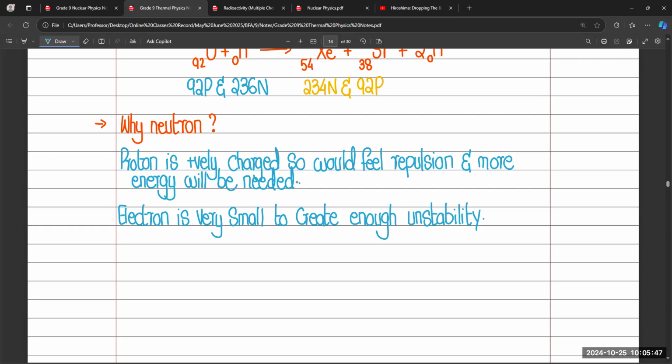So this is the reason to choose neutron, because neutron is neutral, right? There is no charge on neutron, but on proton we have positive charge, and there is a problem with positive charge that it feels repulsion because of the nucleus. Nucleus is already positive. And the second thing is, the problem with electron is that electron is small in size, and that's why it is not enough to create instability in the nucleus, right?